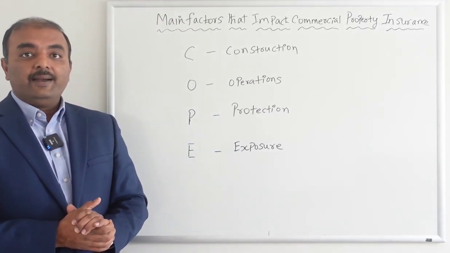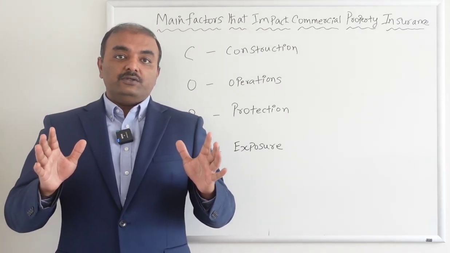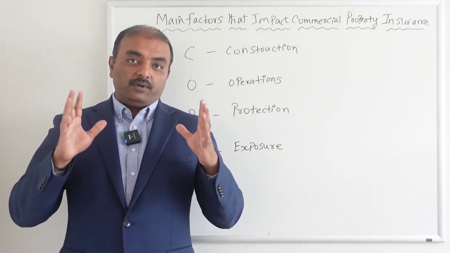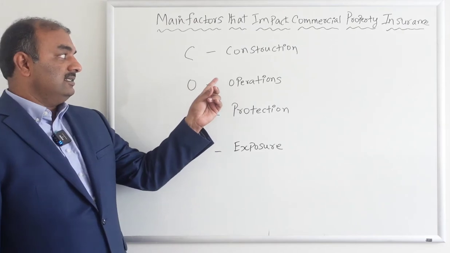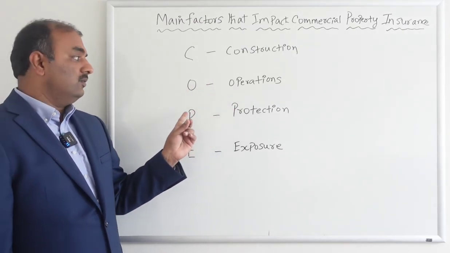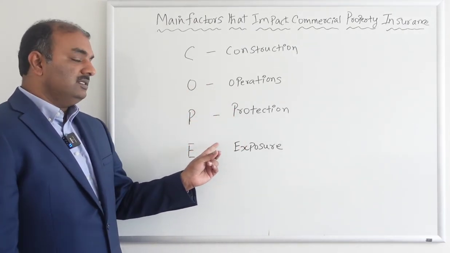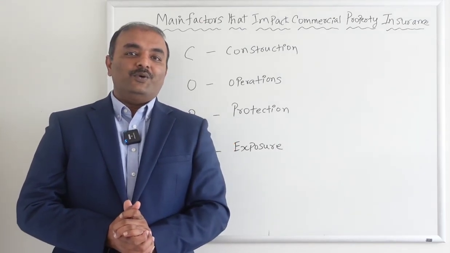So just a quick recap, there are 4 major factors that we use to derive the premium for commercial property insurance. One is construction, the second one is operations, the third one is protection, the fourth one is exposure.